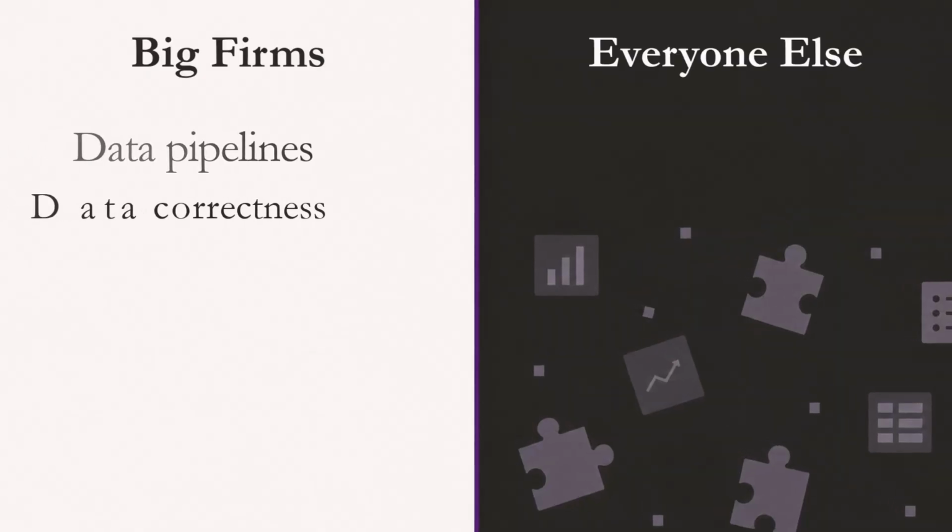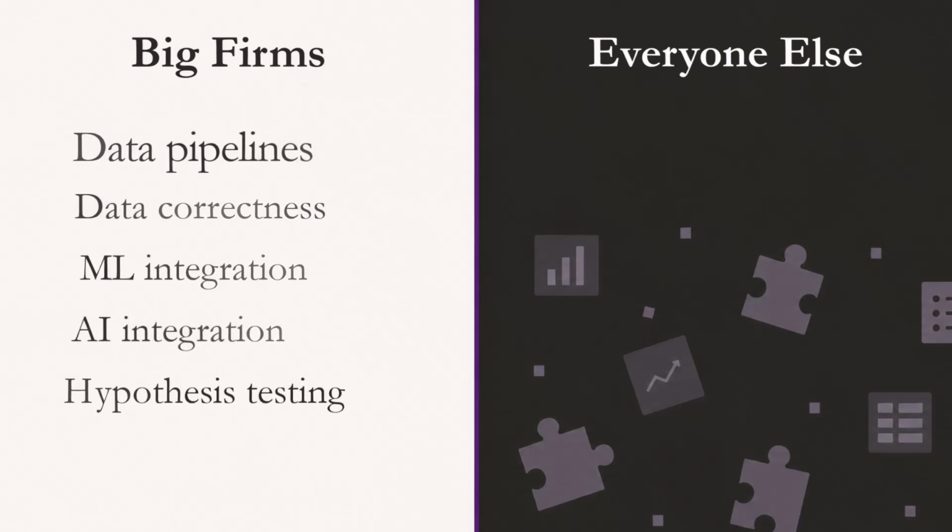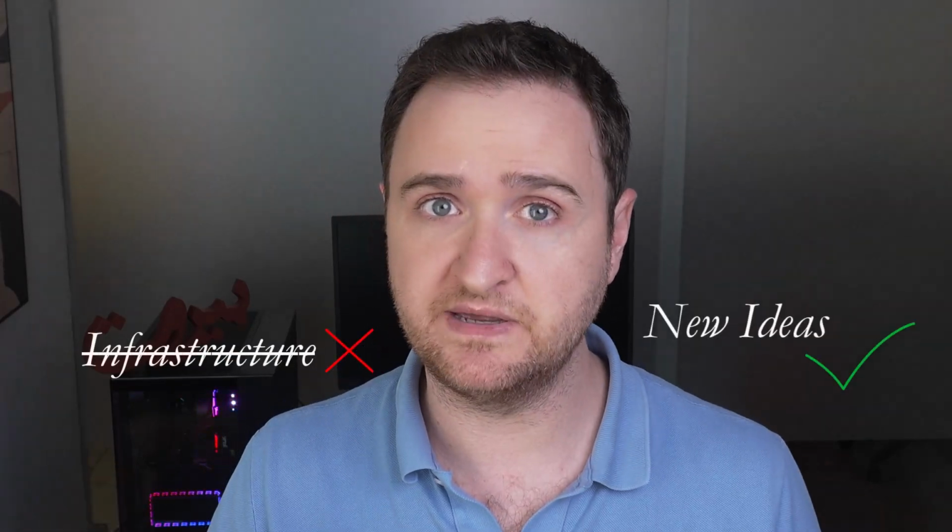There's a big gap between what is available to quantitative researchers at big firms and what is available outside of these firms. Within these firms, there are huge teams that handle data pipelines, data correctness, proper machine learning integration, AI integration, proper testing of your trading hypotheses. Outside these firms, you're kind of left between assembling existing pieces from different platforms and implementing different things that are not available within these pieces. You end up spending most of your time on infrastructure rather than iterating on your ideas. That is a big disadvantage.